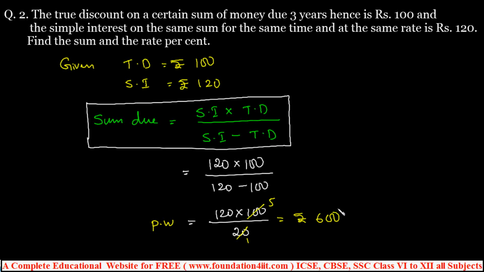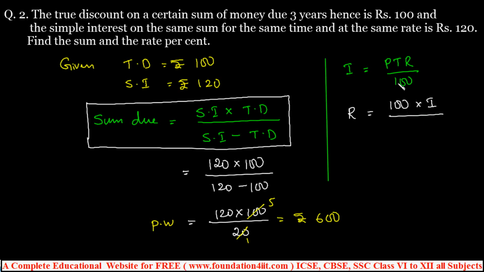Now let us take this as the principal amount, 600. We need to find out the rate percent. So to find out the rate percent in this, already we know that formula, which one? The simple interest. So I is equals to PTR by 100, right? This is the interest formula. Using this, you find out R is equals to 100 into I by P into T, because the R value you have to calculate, right?